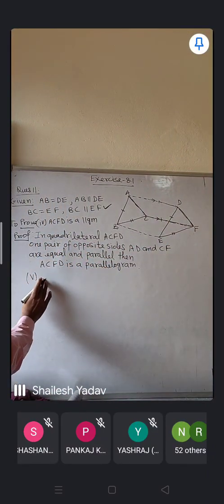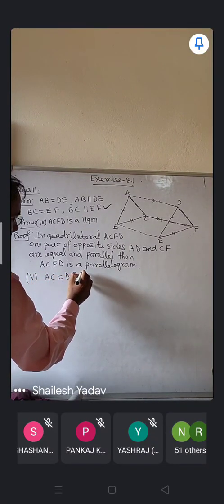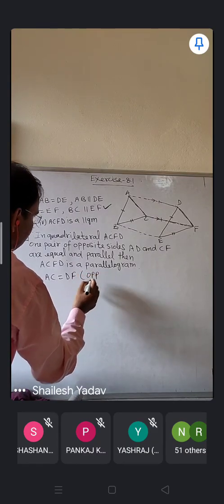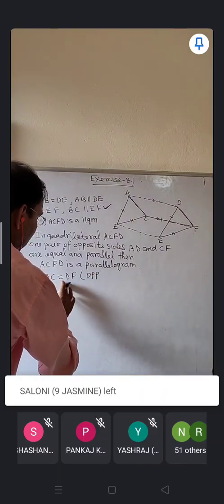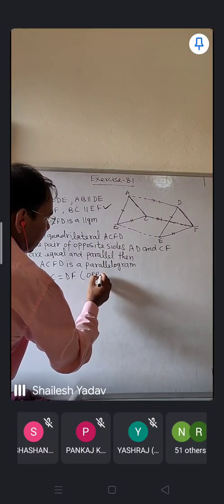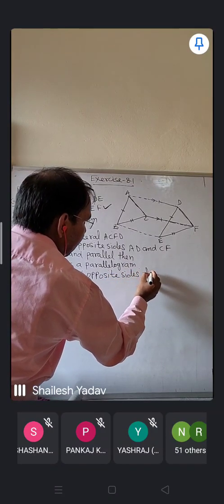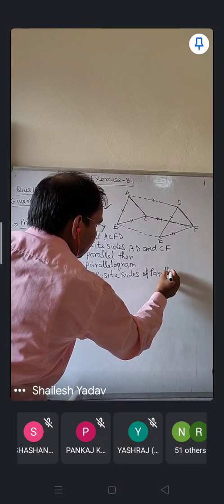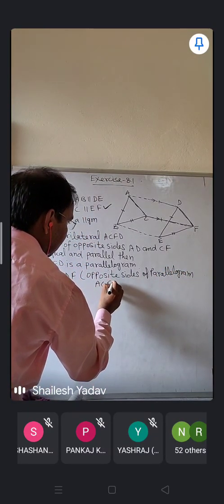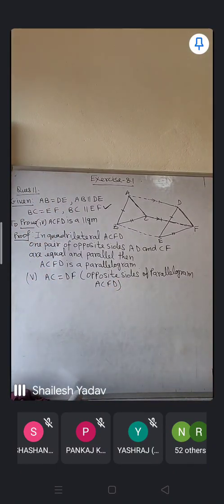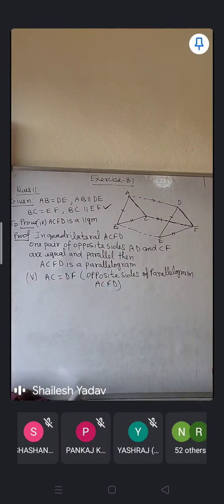So for the fifth part, you only need to write AC equals DF, opposite sides of parallelogram. The reason is that in the fourth part you have given the proof that ACFD is a parallelogram. Opposite sides of parallelogram ACFD, so that's why both will be equal. AC equals DF.